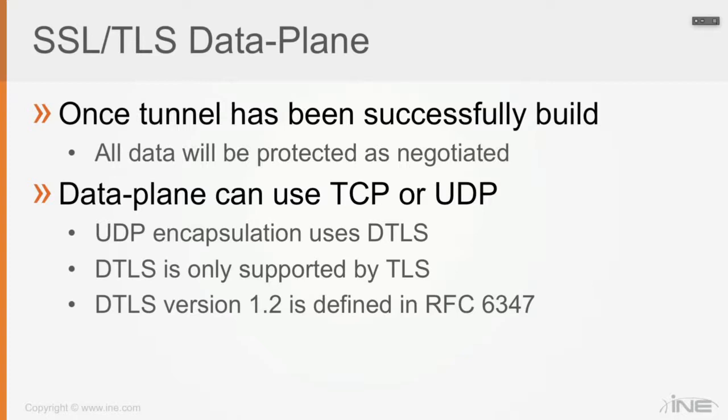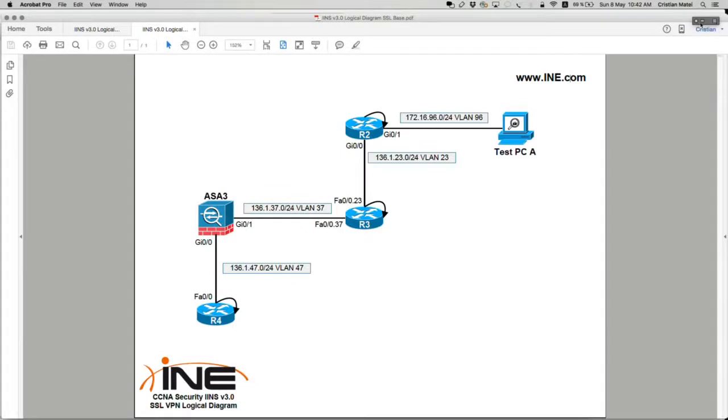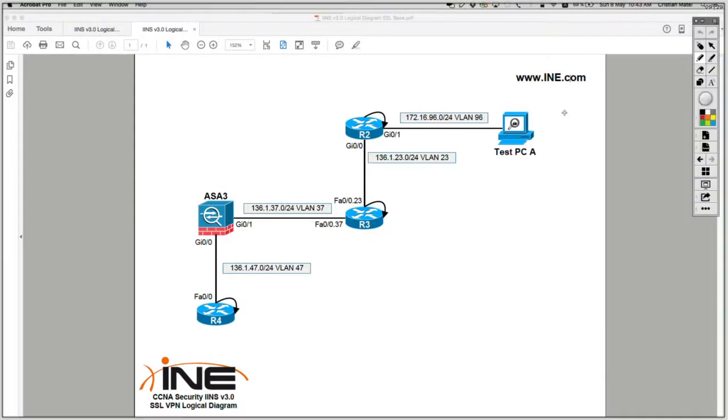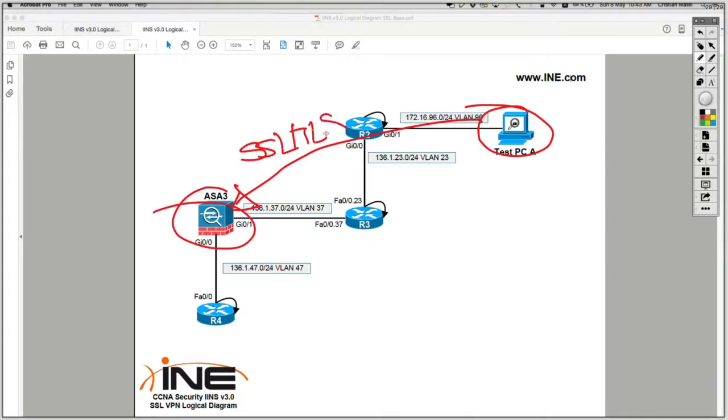Now, why would you want to send the data plane traffic over UDP, so by running DTLS instead of TCP, so through TLS? Looking back at our diagram, depending on the use case, DTLS is not supported by all SSL or TLS sessions. DTLS is mainly used in VPNs. So what's going to happen when TestPCA fires up an SSL or TLS VPN session with the VPN gateway, which is ASA3, it's going to fire up an SSL or TLS VPN tunnel.